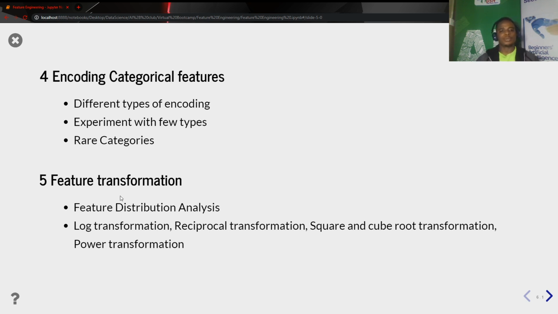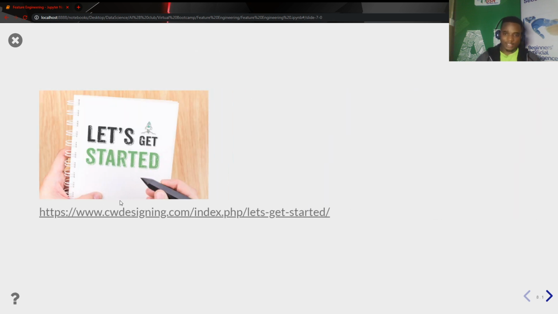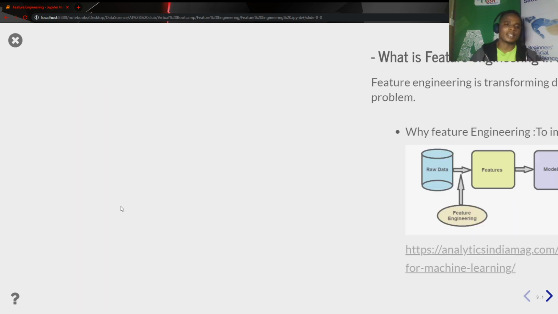By 5, we'll be looking at feature transformation. We have feature generation and construction. We have feature scaling and also dimension reduction. Are you excited? So let's get started.